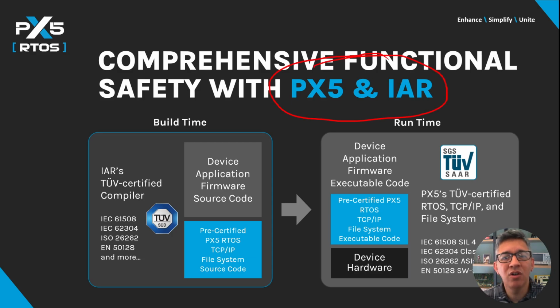PX5 and IAR offer a comprehensive solution that encompasses both build time and runtime requirements of safety-critical devices. As you can see here, during build time, we have the IAR certified compiler. And for the runtime, we have PX5 RTOS, the network stack with TCP/IP, and the file system. This combination is unique in the embedded industry and offers great value to developers making safety-critical devices, reducing development and certification time while making superior products.